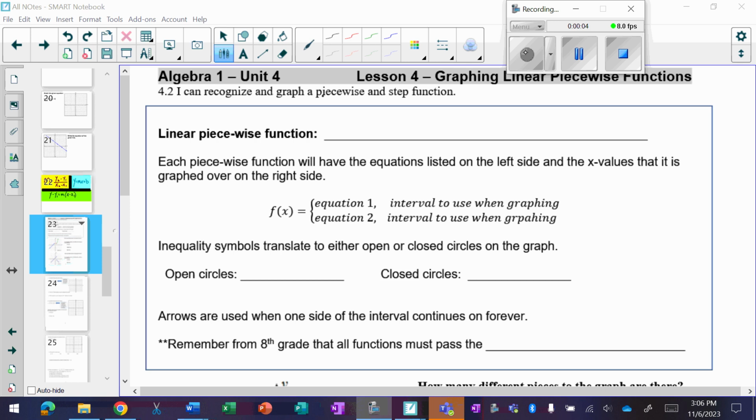Hey there, geometry friends. Wait, this is algebra. Oh my gosh. Hey there, algebra friends.